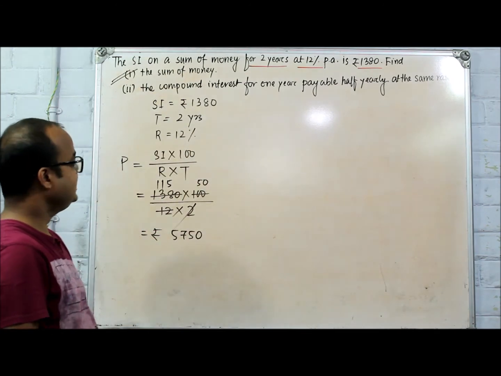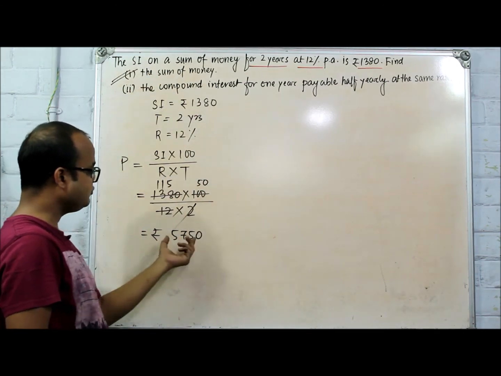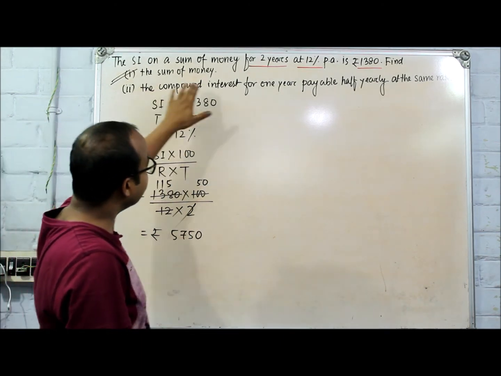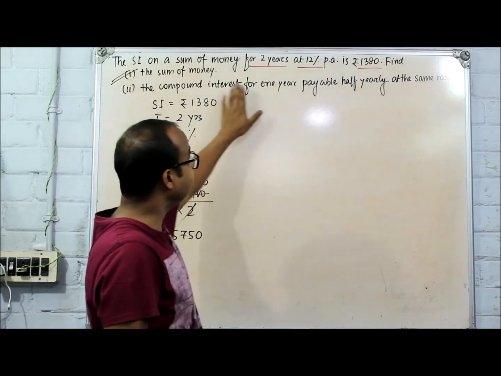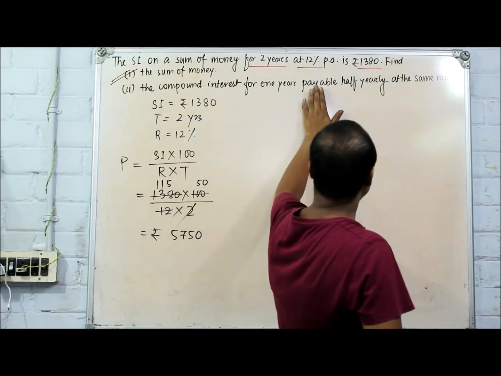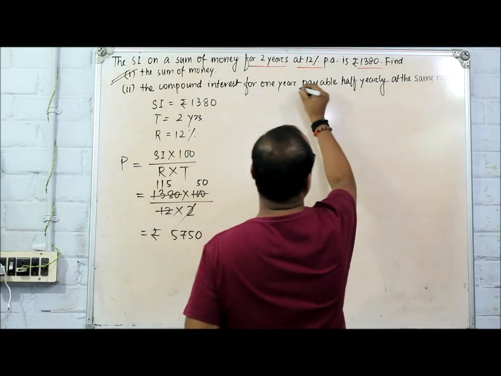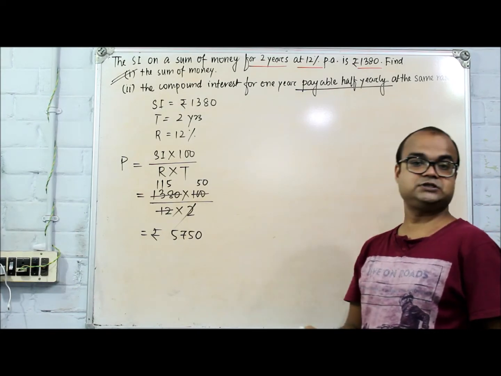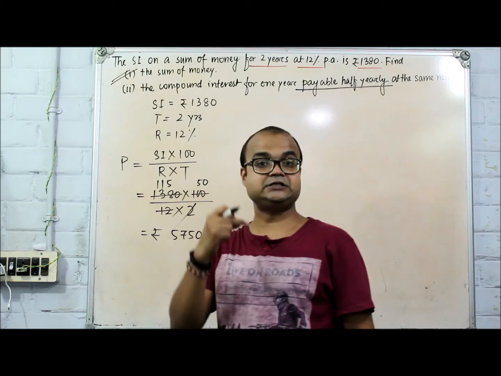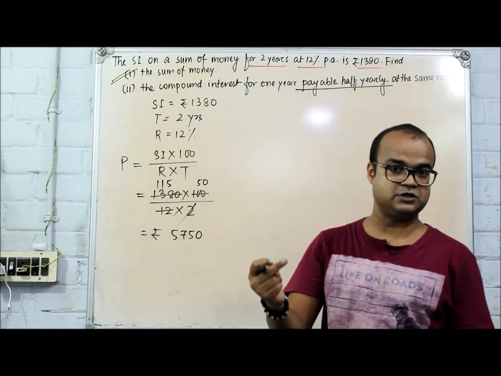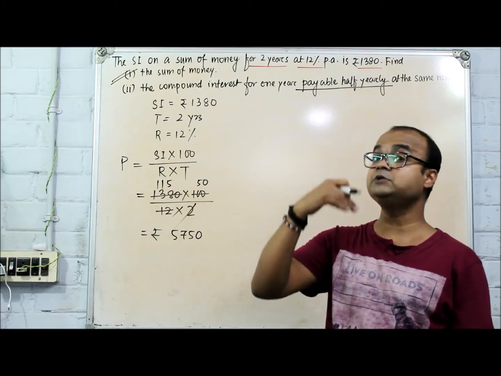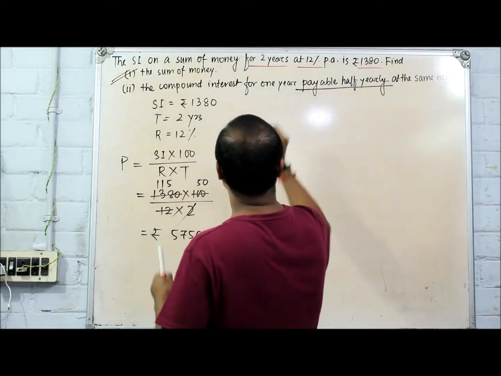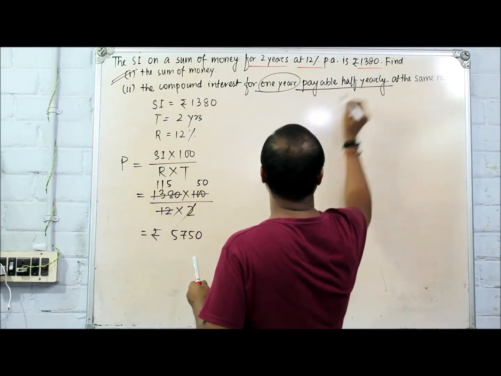So this is SI. So we find out the sum of money, that is 1750. Now the second part is the compound interest for 1 year, payable half yearly. Payable half yearly means at the end of first 6 months, whatever interest you gain will be added to your principal, and the amount will become the principal for the next half year. Again I am repeating, interest for 1 year payable half yearly.